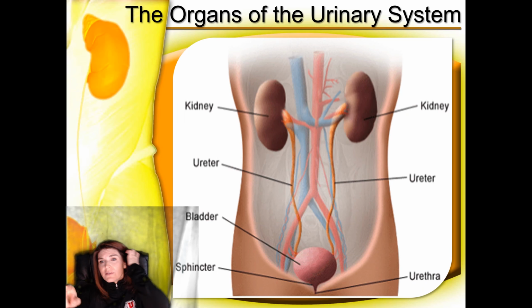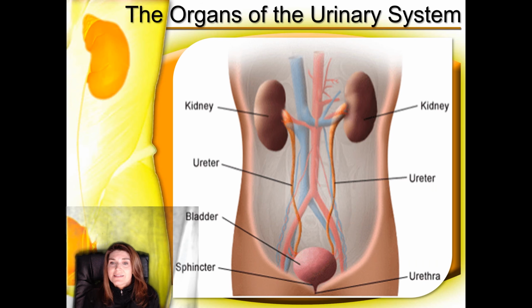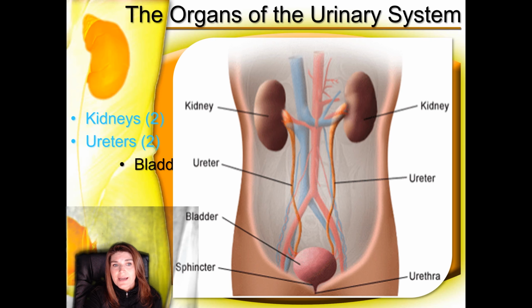Okay, so you should have a sheet that looks exactly like this. The picture will look like this. And kind of an add-on in this one, you're seeing the same things. We got 2 kidneys, we got 2 ureters, we've got a bladder, but one thing that's missing that should be next is a sphincter.